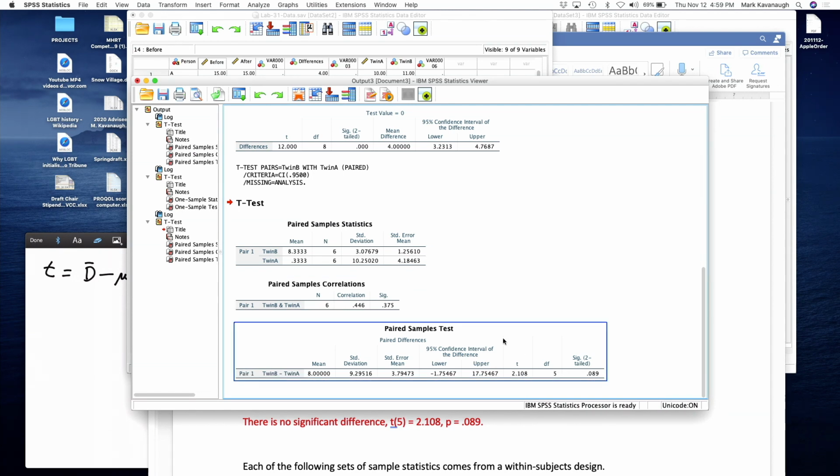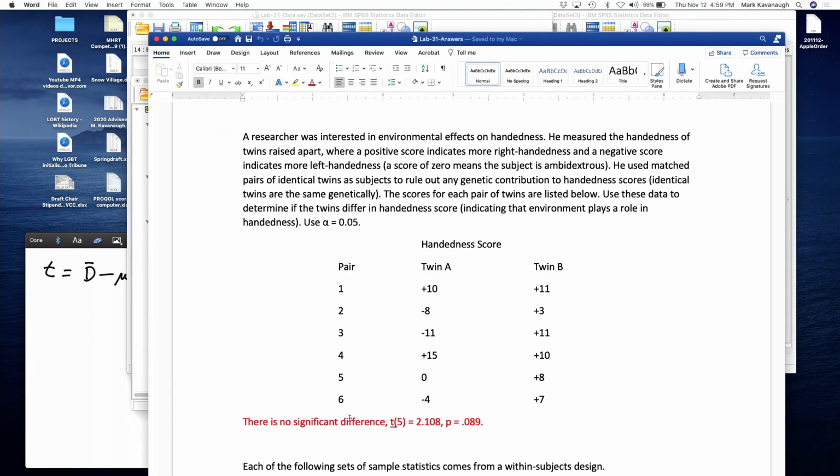Look down here, the t of 2.108, degrees of freedom 5, p of 0.089. So what we conclude is because 0.089 is a bigger number than 0.05, this is not significant. It's not a big enough connection to say that handedness is genetic. It is just as likely for them to be left-handed and right-handed, even though they were twins.